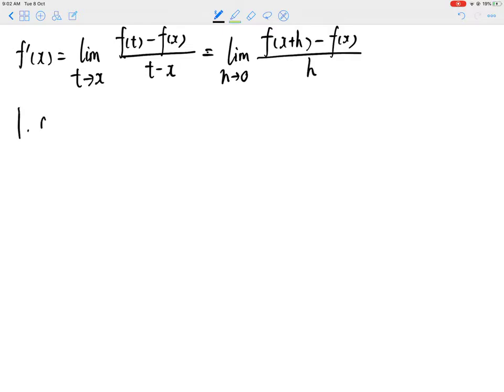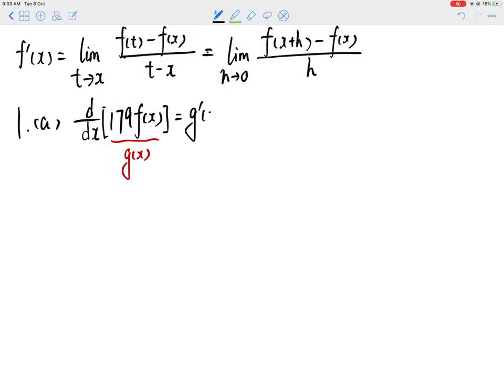Problem 1a. The derivative of 179 f(x). So this, we call it a function g(x). So it's just, what's the derivative of g(x)? Let's use this: it's the limit of t approaching x of g(t) minus g(x) over t minus x.